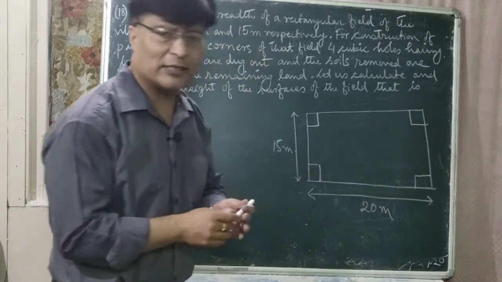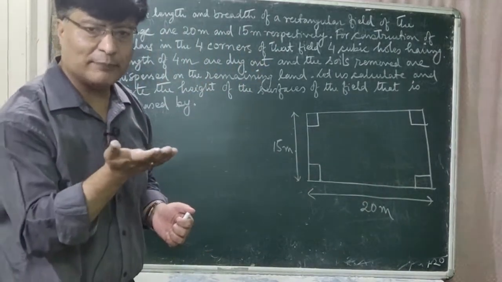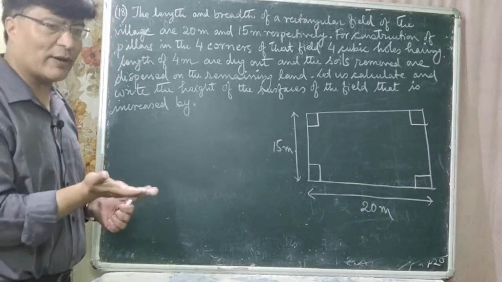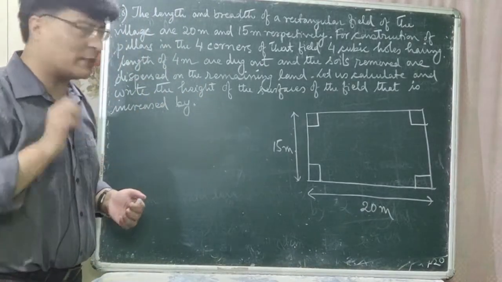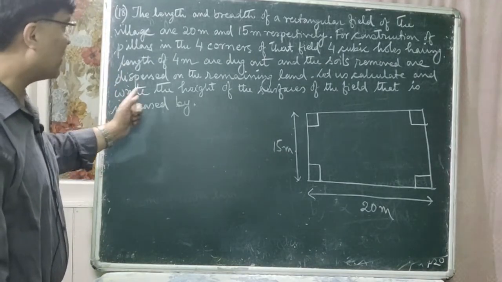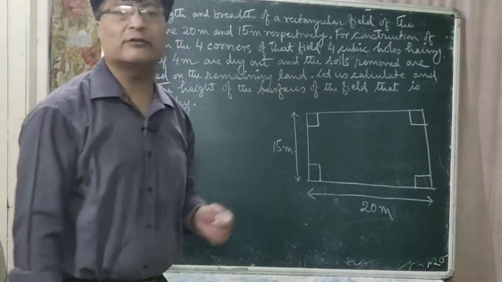त छर्देपछि नेचुरली के हुन्छ? The height of the field will be raised, isn't it? त्यो remaining land को height के हुन्छ? अलिकति बढ्छ त्यो माटो वरिपरि छोडेपछि. Let us calculate and write the height of the surface of the field that is increased by.